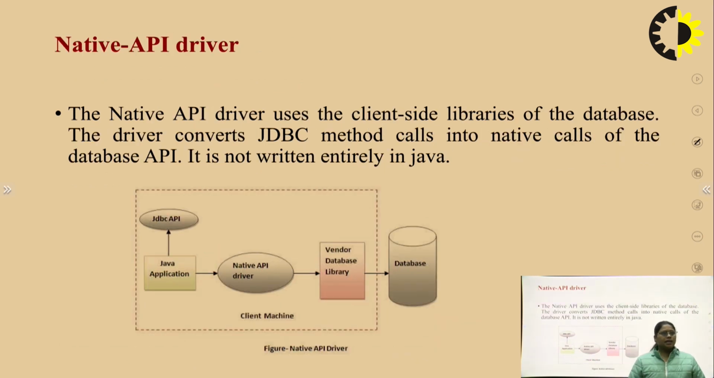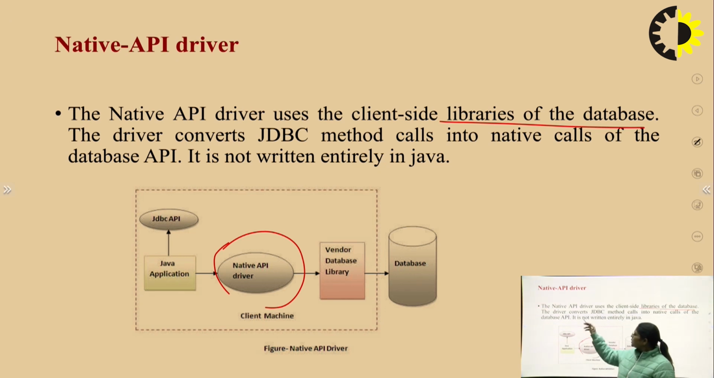Next category is the native API driver. The native API driver uses a client-side library of the database. So here it uses the client-side libraries on the client machine, and the driver converts the JDBC method calls into the native calls of the database. It is not entirely written in Java, so currently we are not using this native API driver.